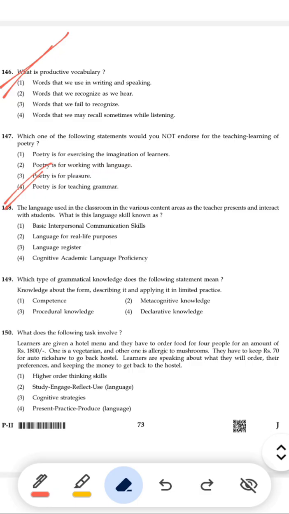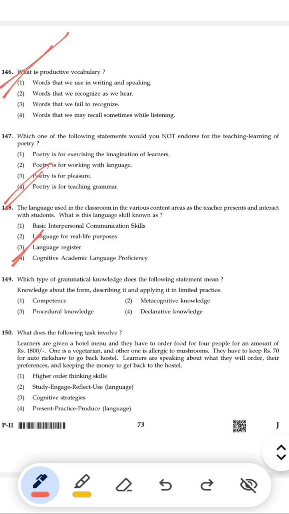Whereas CALP, cognitive academic language proficiency, this is done to understand the content of the subjects at school level. So language proficiency is a must to understand the concept, the words that are being used in textbooks, by the students so that they could easily understand the text in the textbook and comprehend the concept in a very easier manner. So option 4, cognitive academic language proficiency is the correct answer.